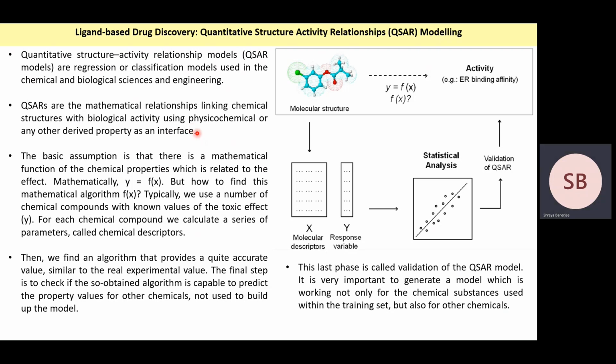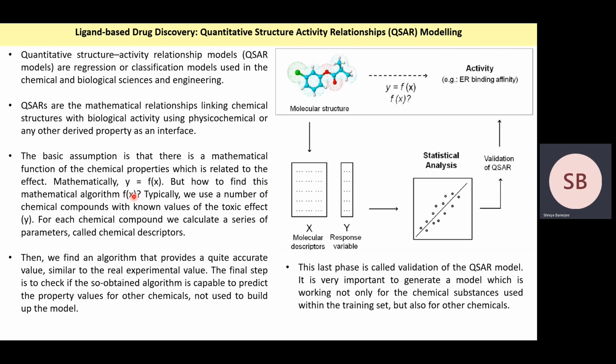So how does this work? The basic assumption is that there is a mathematical function of the chemical properties which is related to the effect. That is y = f(x). That means there is some structure, you can consider the structure as x and its effect as f(x). So suppose the ligand that you are studying has some structural feature x, which gives rise to the drug-like activity that we want, which is denoted by f(x).